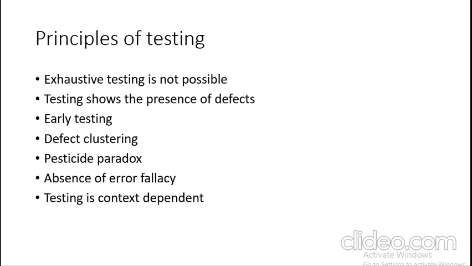Next is testing is context dependent. Testing approach depends on the context of the software developed. Different types of software need different types of testing. So context dependence means unit testing goes for white box testing, because unit testing is the smallest deliverable unit, and integration and system testing always goes for black box testing, because individual modules or integration testing we have successfully completed. So now we are going to check only functionalities, input and output of the data.